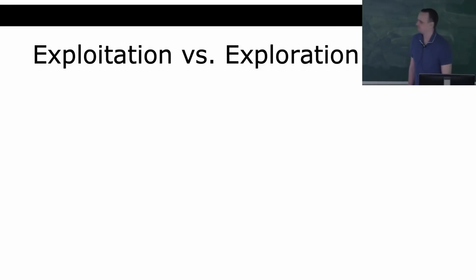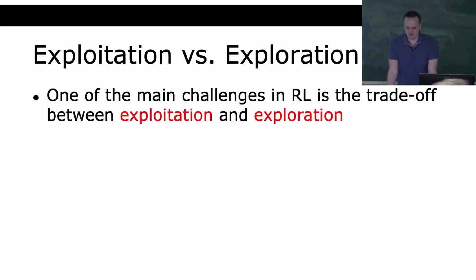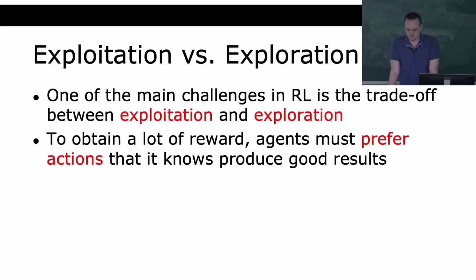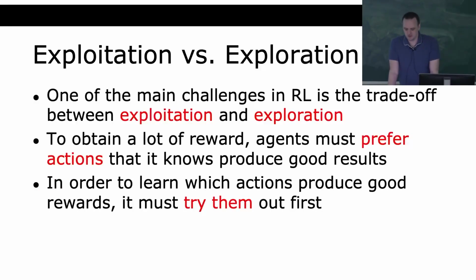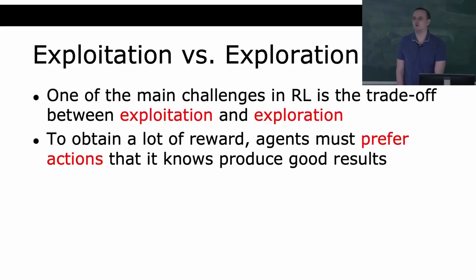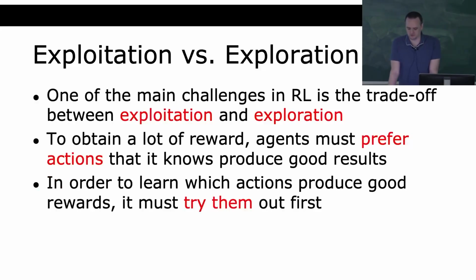And by solve, I don't mean it's the only possible solution, but it's one of the simpler solutions that we could implement. So just as a little bit of a recap, we talked last time about how one of the main challenges in reinforcement learning is the trade-off between exploitation and exploration. In order to obtain a lot of reward, we have to take the actions that we know give us high values. But in order to know which actions have high values, we have to actually try those actions first, right?